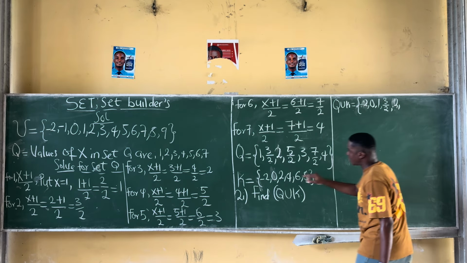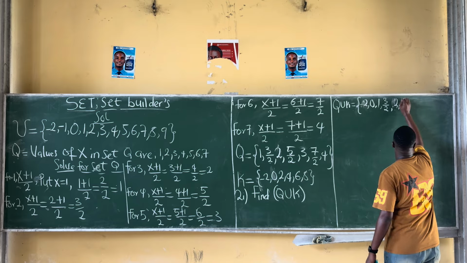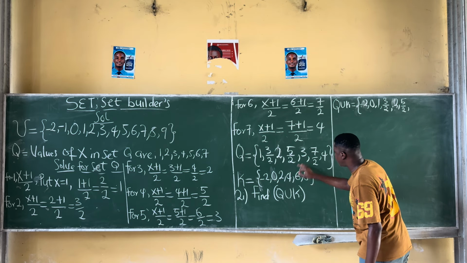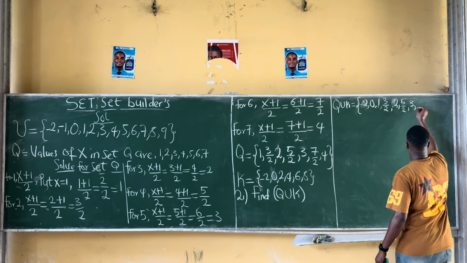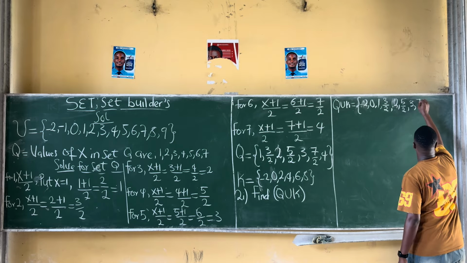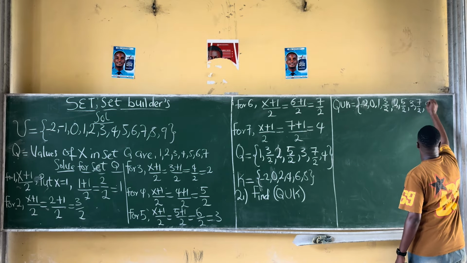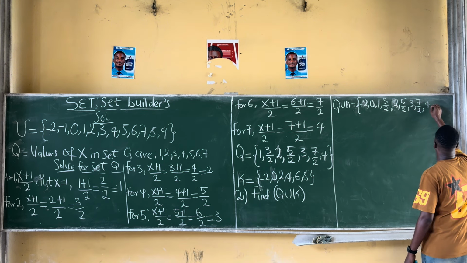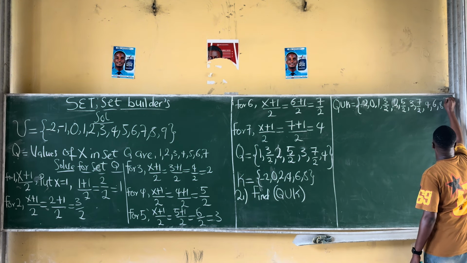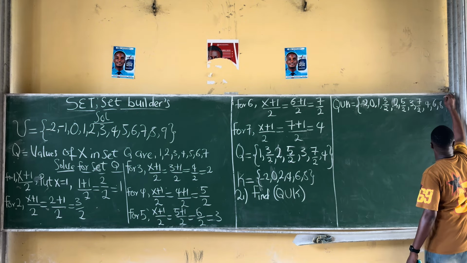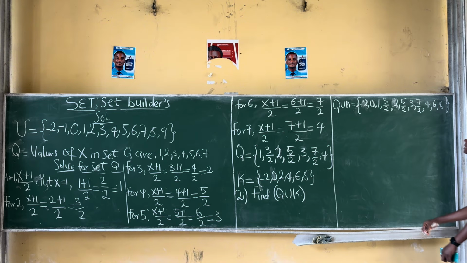Comma. Now after 2, what else do we have? 5 over 2, comma. What else do we have? 3, comma. We have 7 over 2, 4, then 6, comma, 8. So this is Q union K. This is Q union K.